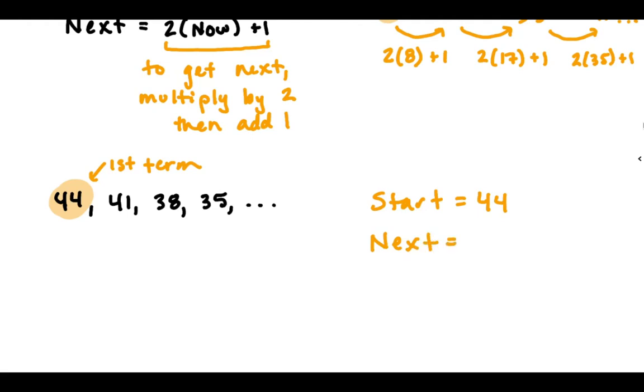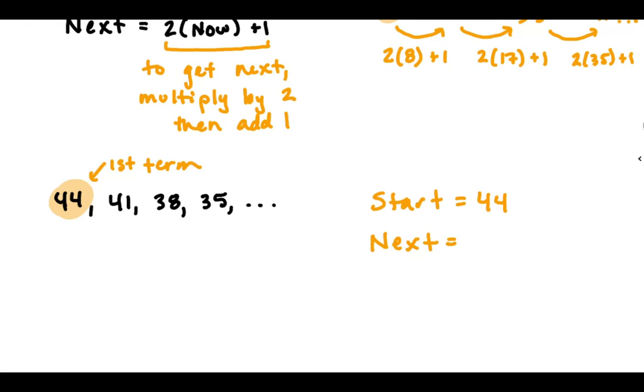So I want to know, what is the rule that gets me from 44 to 41 to 38 to 35 and so on? Or what set of instructions can I give to get you from 44 to 41, then to 38, then to 35? And I usually start out by looking, could it be add or subtract? If that doesn't work, then I go to multiply, divide. If that doesn't work, then I look for something else.